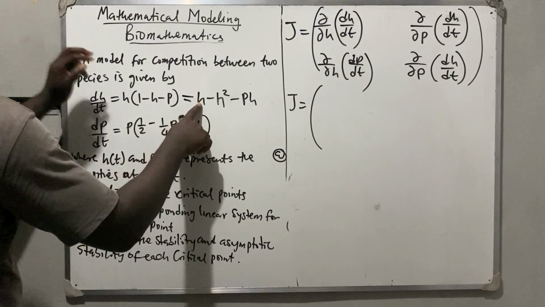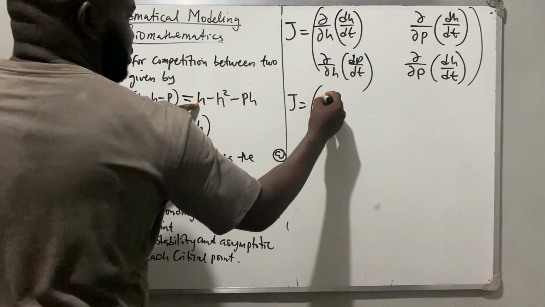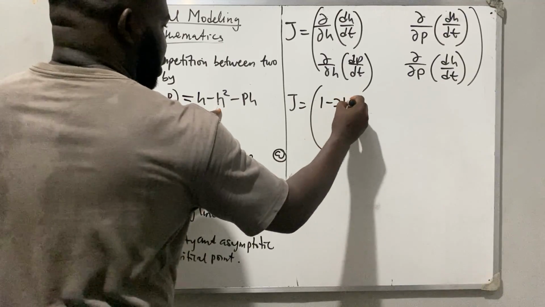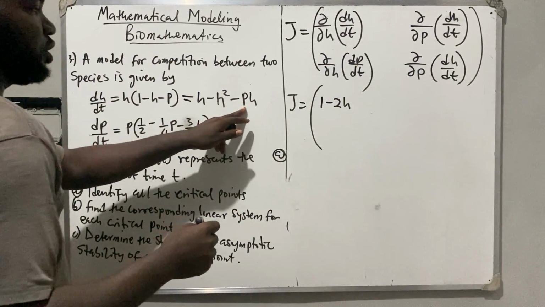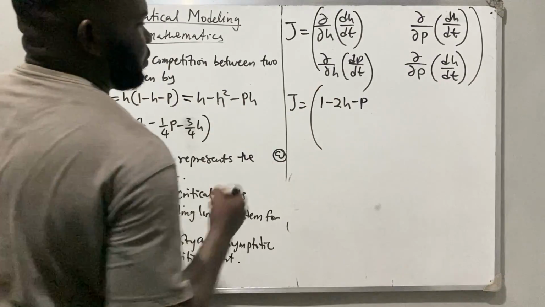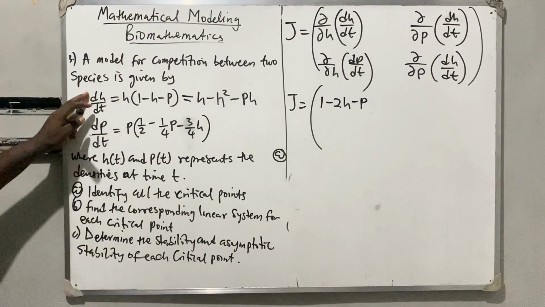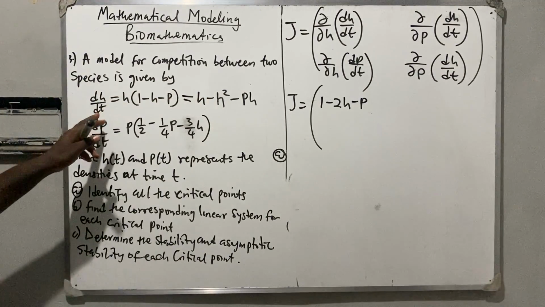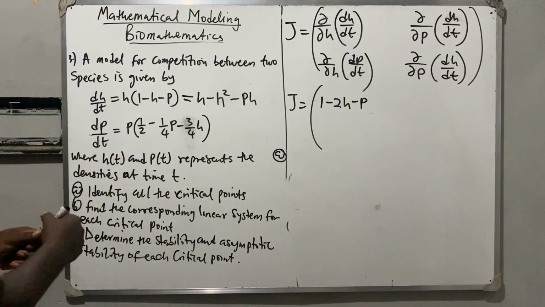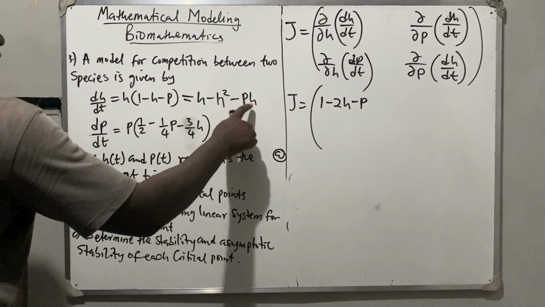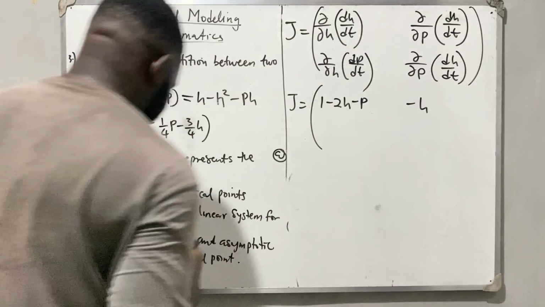To differentiate h with respect to h, I'm going to have 1. To differentiate this one with respect to h, I'm going to have 2h. To differentiate this with respect to h, I'm going to have minus p. That is for that side. So we go to this side again. We're differentiating this same equation with respect to p, and with respect to p, this is where the only p is. This is 0, this is 0. So I'm going to have minus h here. So this side is minus h.